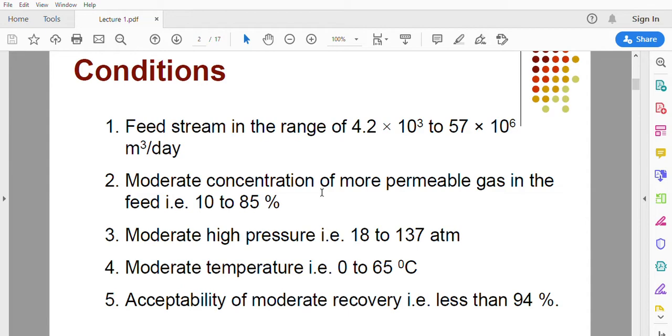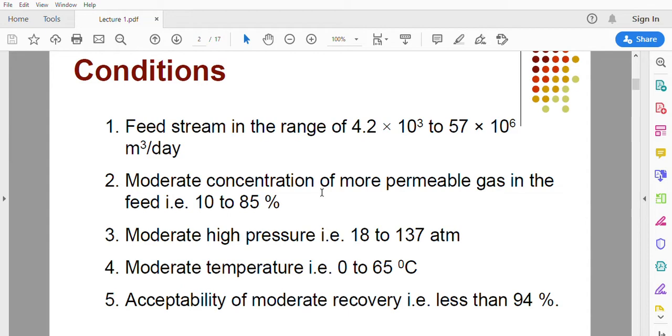Third is moderate temperature. The temperature should be 0 to 65 degrees Celsius. At very low temperature, because diffusion is a temperature dependent phenomenon, diffusion becomes very difficult. Then again you will get very low fluxes. And if the temperature is very high, then your polymeric membrane may not be able to sustain it.